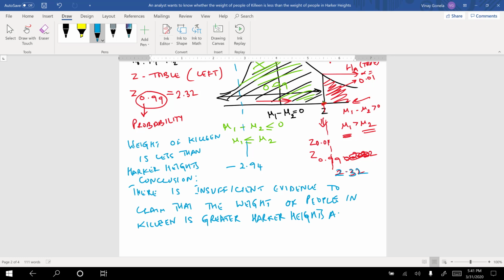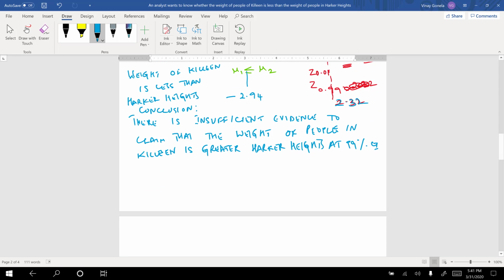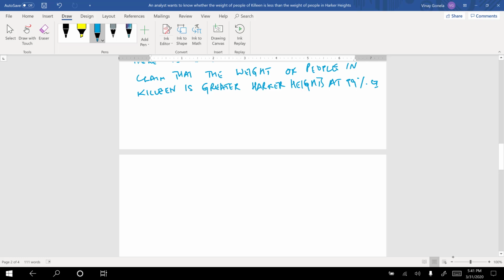So this is at 99% confidence interval. So that's your conclusion. Now we can solve the same problem using calculation aids. So I will go to our calculation aids and try to solve this problem.